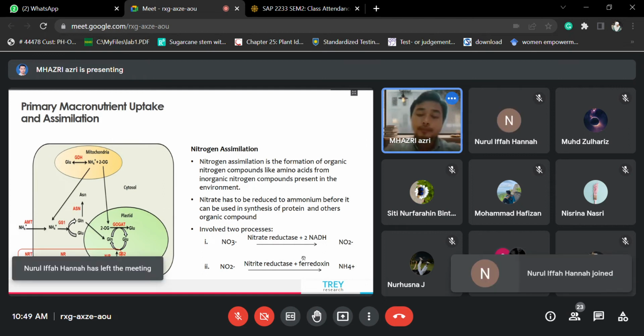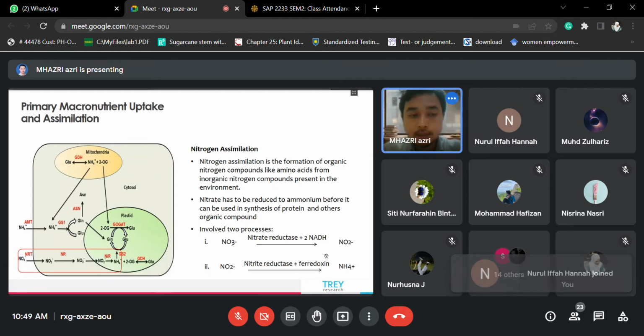Okay, so this process takes place either in the mitochondria. If this process occurs in root tissues, it will occur in the mitochondria. If this process occurs in the leaf, it will occur in the chloroplast or plastid. Okay, so remember, nitrate to nitrite occurs in root tissues, okay, in the cytoplasm. Nitrite to ammonium occurs in plastid and chloroplast or mitochondria.